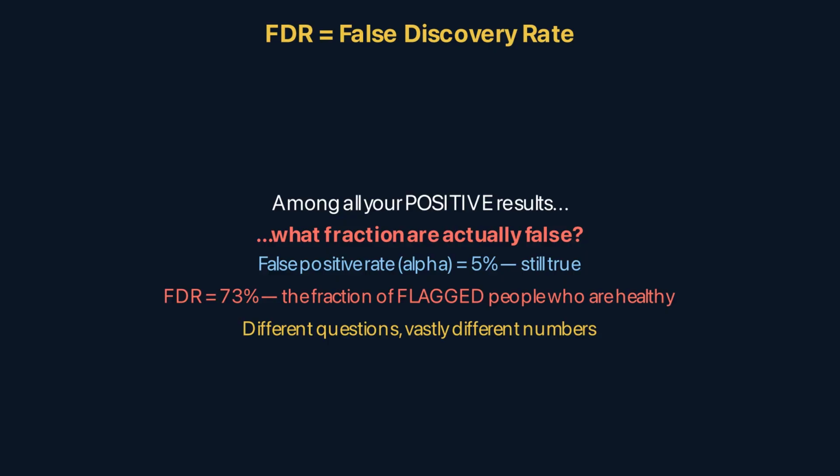FDR among all your discoveries. All your positive test results. What fraction are false? Not the false positive rate. That's 5%. Still true. The FDR is different. It asks, of the people you flagged, how many are actually healthy? And when you test at scale, the answer is devastating.